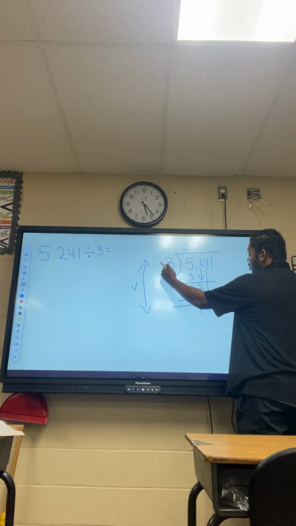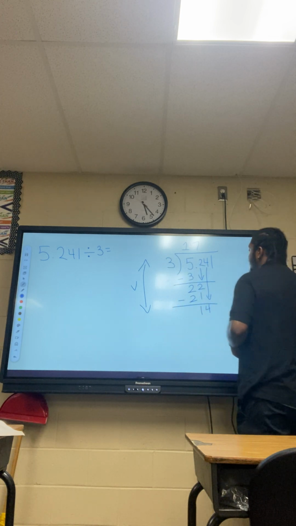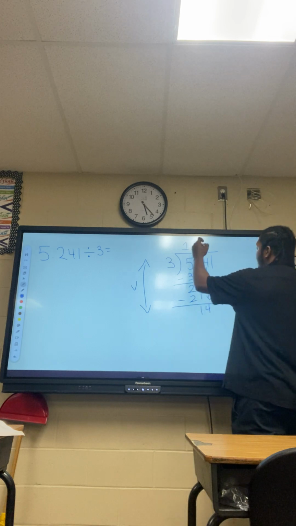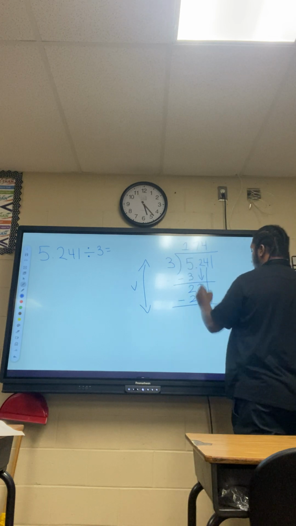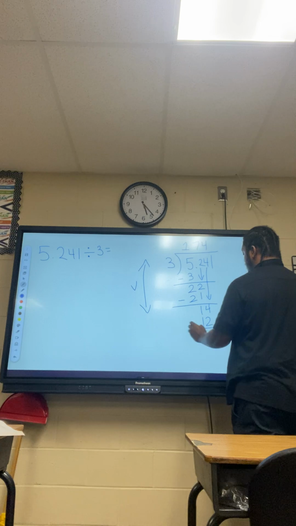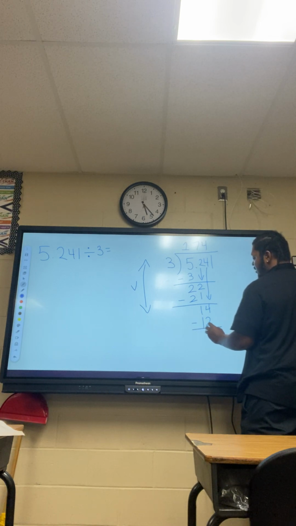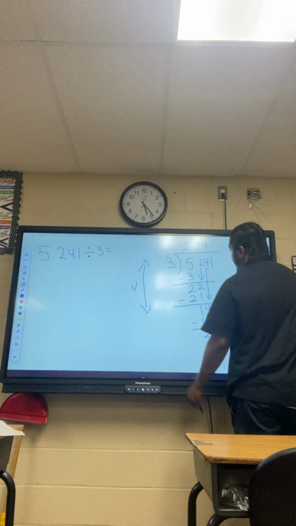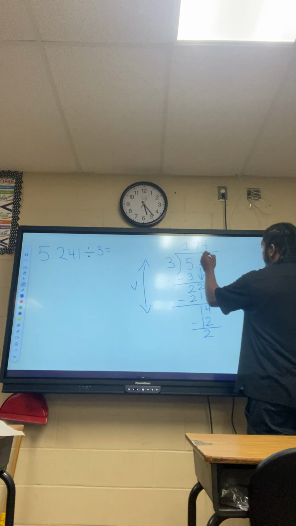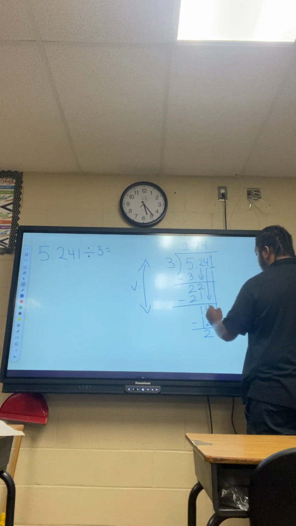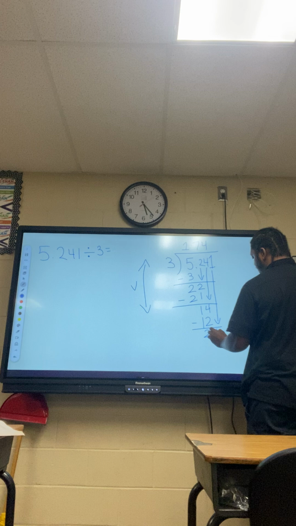How many times does 3 go into 14? Well, let's say 4 times, for 12. 3 times 4 is 12. 14 minus 12 leaves us with 2. 3 cannot go into 2, so our last step is to bring this 1 down. That was ugly, so I'm going to fix it, bring it down here.